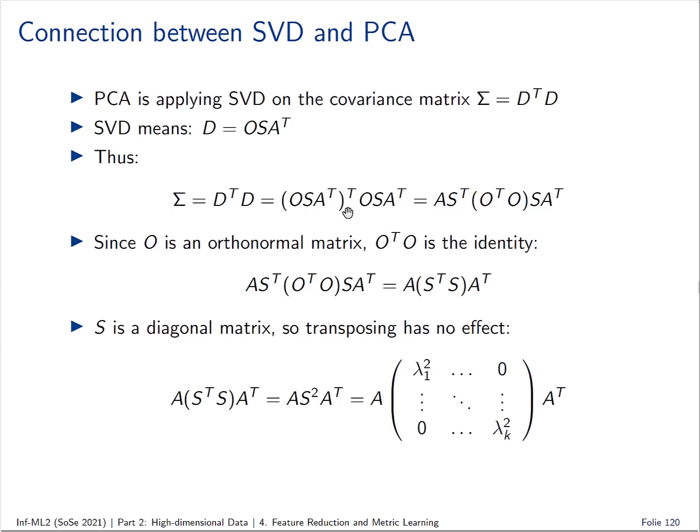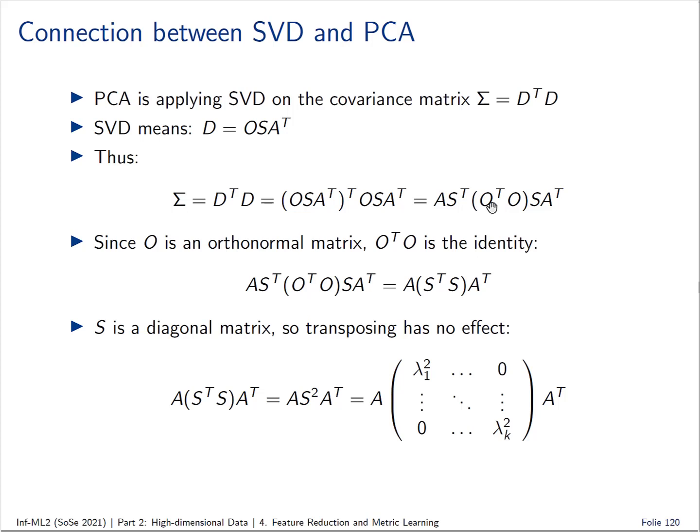Transposing means that we just take it the other way around and transpose everything. So instead of taking O times S times A transposed, if we transpose this in the brackets, we get the reverse order transposed. So we get A times S transposed times O transposed, and the rest remains the same. Now we use a different bracketing here, which we can do because we can compute this matrix multiplication in any order.